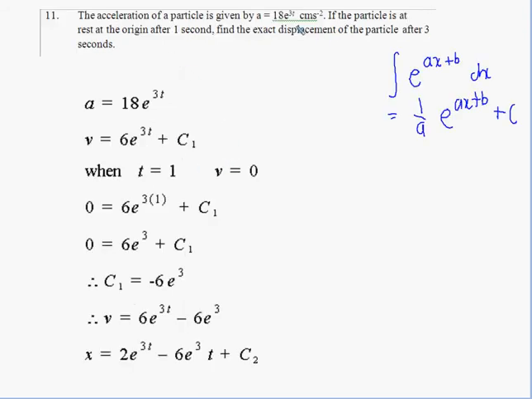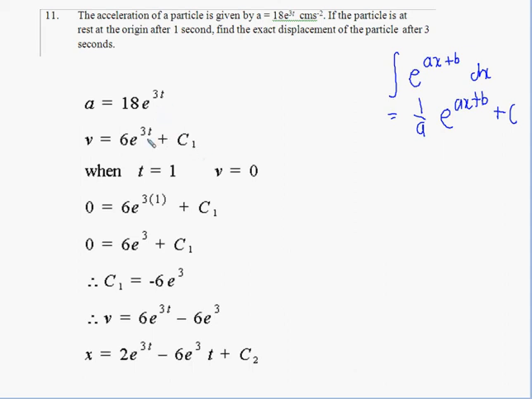Acceleration of the particle is given as 18e to the 3t. So this time we want to find the displacement of the particle, which means, well, we've got acceleration, we need to go back to velocity, then we need to go back to the position statement. We're going to integrate exponentials and find our constants.